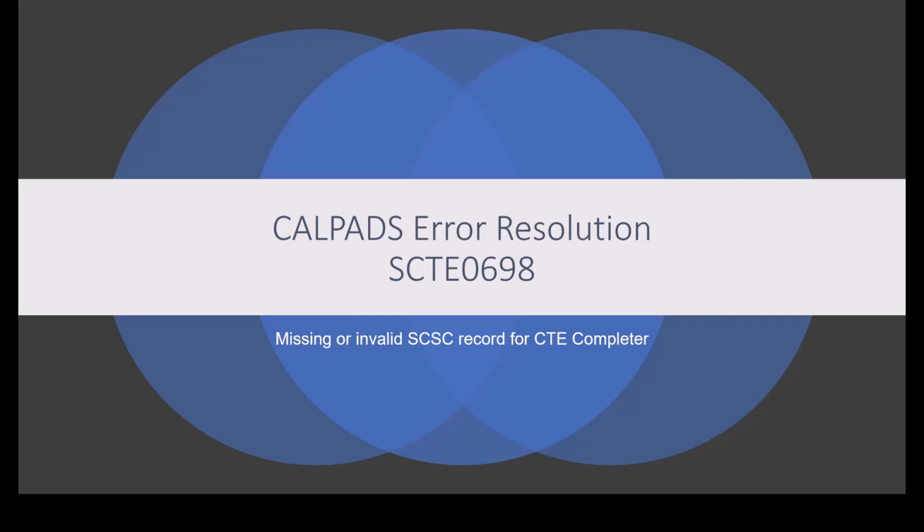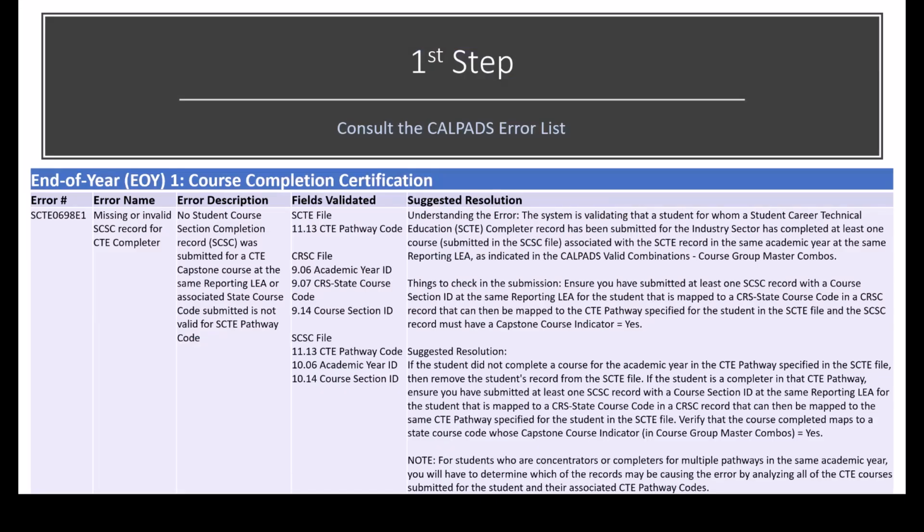CALPADS Error Resolution. SCTE0698: Missing or Invalid SCSE Record for the CTE Completer. As always, the first step when troubleshooting any error in CALPADS is to consult the CALPADS error list.